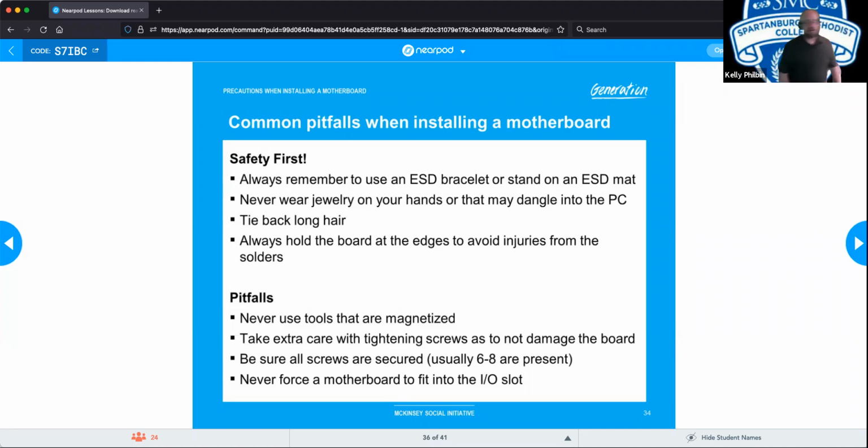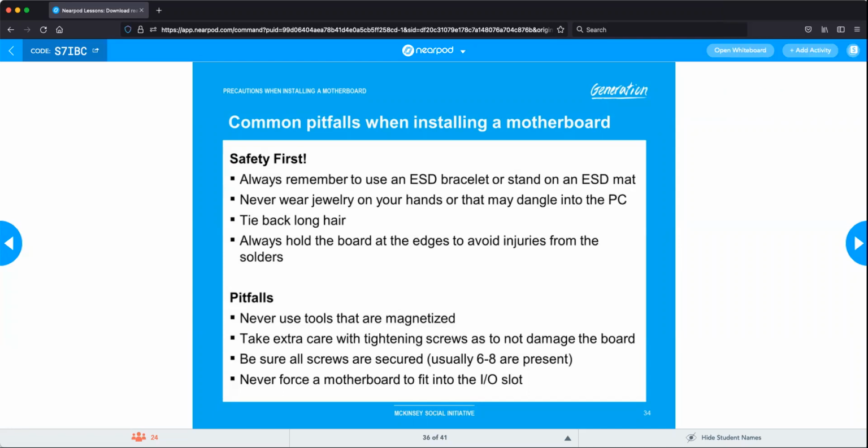So tie back long hair. Again, Marvin and I do not have this problem, but some people out there may. Be sure to keep it back out of your face and work area so it does not fall into the open computer.